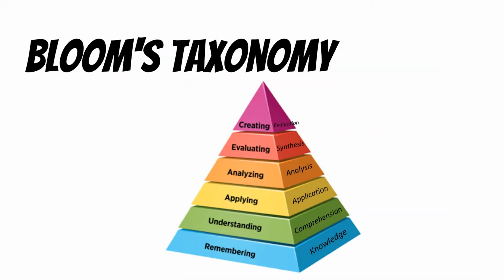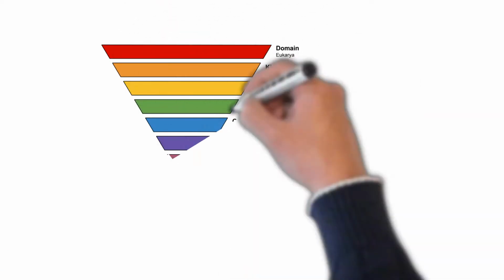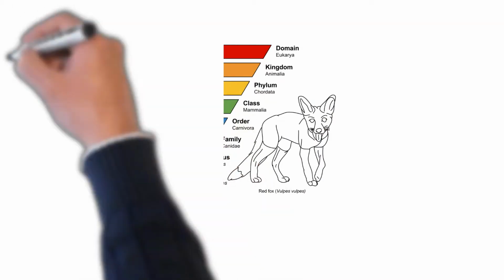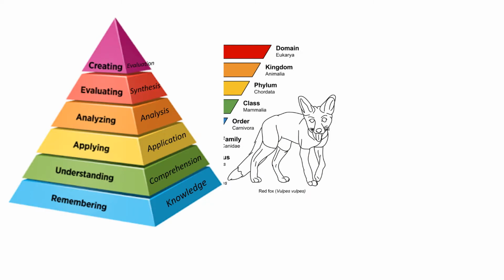Have you ever heard of Bloom's taxonomy? Well, today I'm going to look at how it started, what it is, and how to use it. The word taxonomy is commonly associated with science as a term used for classification of organisms. In education, the term is associated with Benjamin Bloom as a classification scheme for educational objectives.